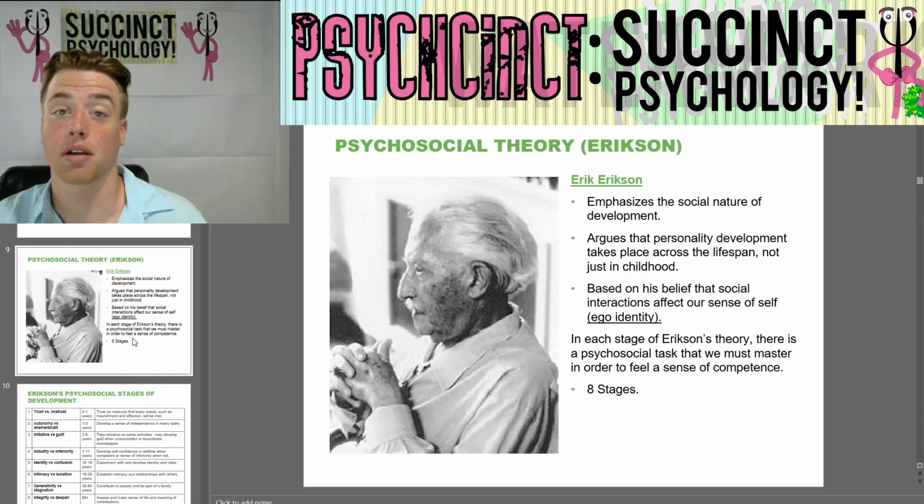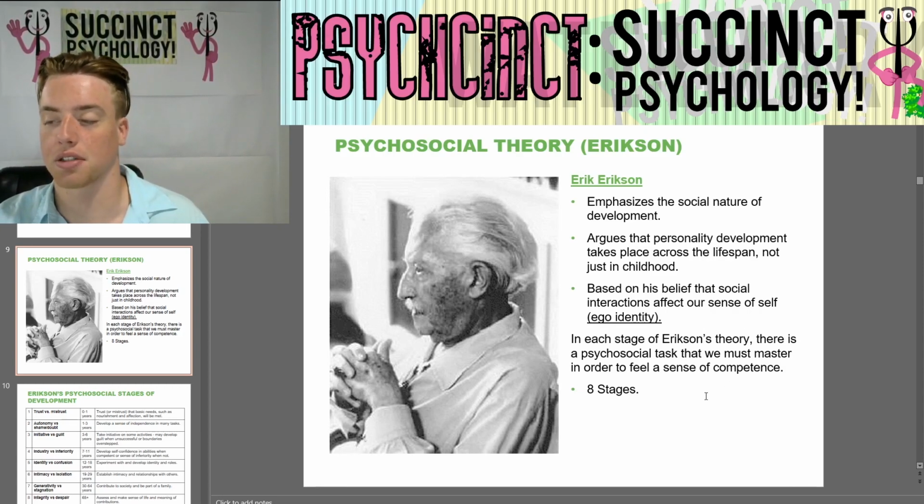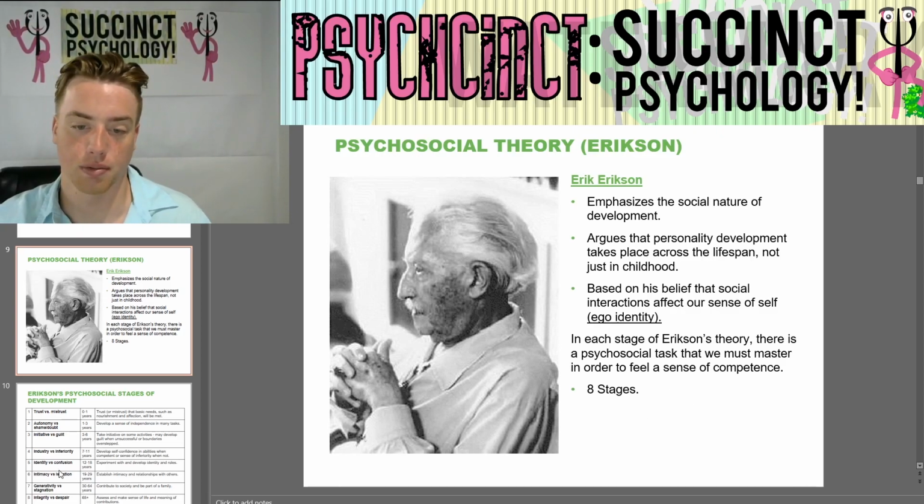Continuing on, we have the psychosocial theory, Erikson. Erikson emphasizes the social nature of development, and he argues that personality development takes place across the lifespan, not just in childhood, based on his belief that social interactions affect our sense of self, or ego identity. In each stage of Erikson's theory, there's a psychosocial task that we must master in order to feel a sense of competence, and there are 8 stages total.